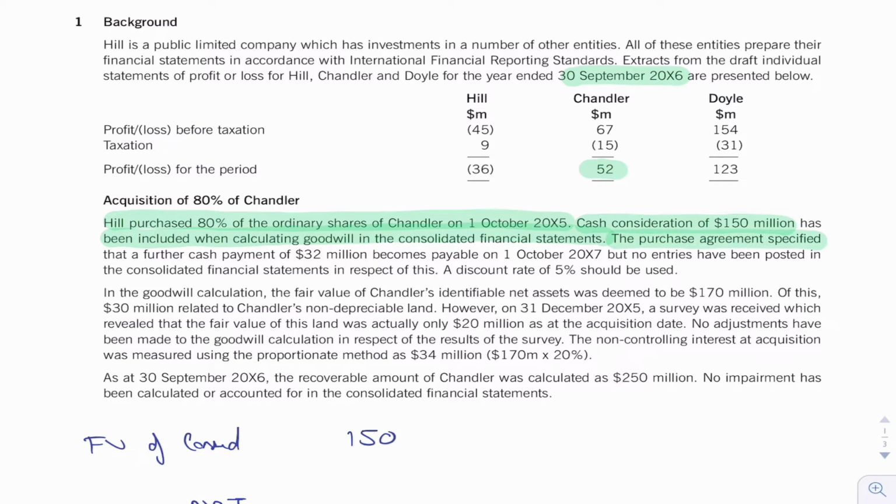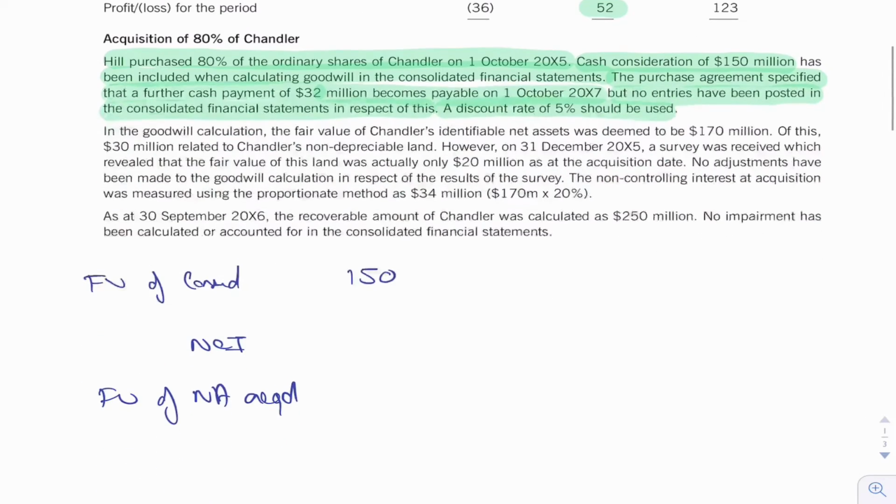The purchase agreement specified that a further cash payment of 32 becomes payable 2 years later, but no entries have been posted. Because of this, the discount rate of 5% should be used. So there should be some, shouldn't there? We're going to pay an extra 32, and you divide that by 1.05 squared because it's 5% twice. If you do that, it will come to 29.